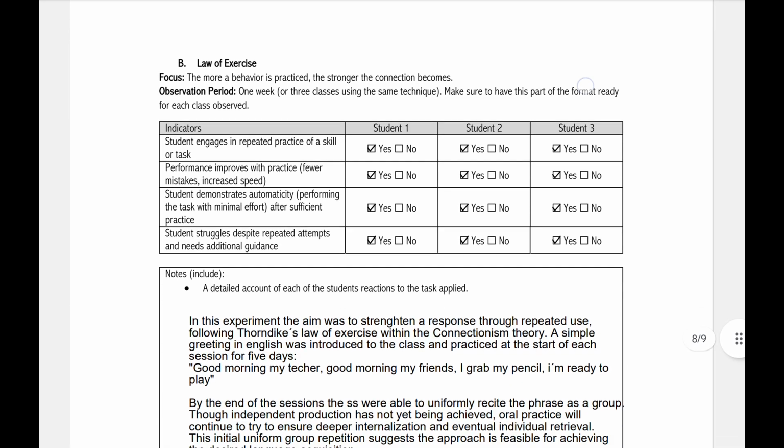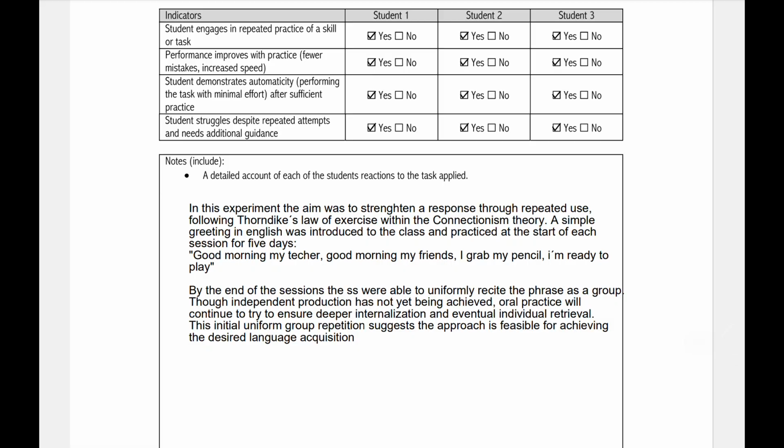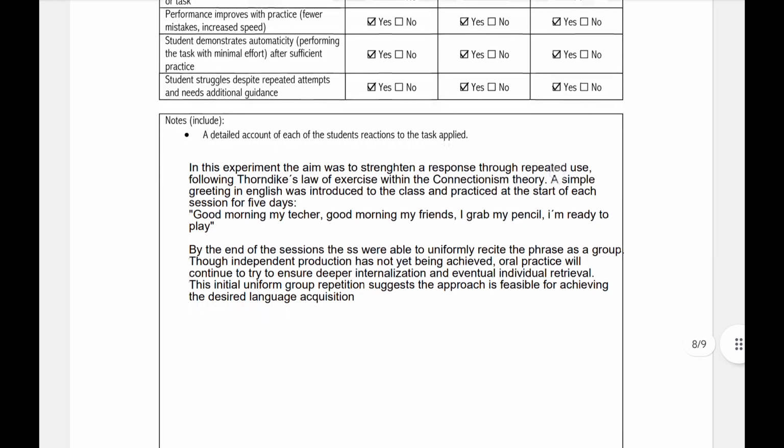So this was the first one for connectionism, and in this second experiment, the aim was to strengthen a response through repeated use. So, following Thorndike's law of exercise within the connectionism theory, a simple greeting in English was introduced to the class and practiced at the start of each session for 5 days. This is first graders and second graders as well, but we're only going to focus on second graders.